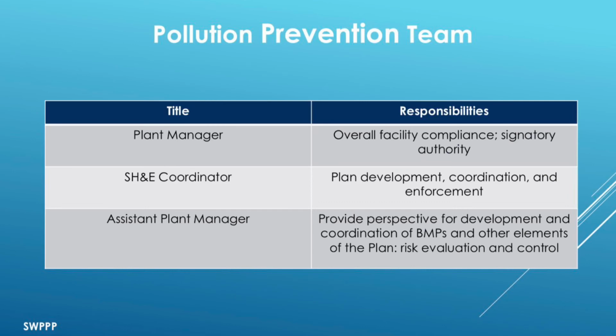The pollution prevention team consists of the plant manager, SH&E coordinator, and assistant plant manager. The plant manager is responsible for overall facility compliance. The SH&E coordinator is responsible for development, coordination, and enforcement of the plan. The assistant plant manager provides perspective on best management practices and risk evaluation.